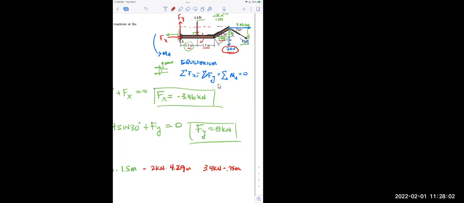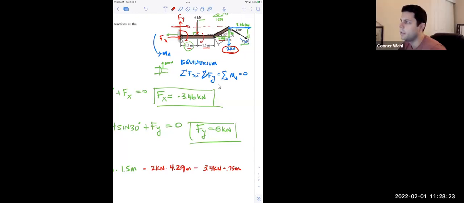Remember, I can move the force. So if I move that 3.46 kilonewton force over to here, it's basically causing counterclockwise rotation as well. So all 3 of these are trying to get that to rotate counterclockwise. So that's also negative.